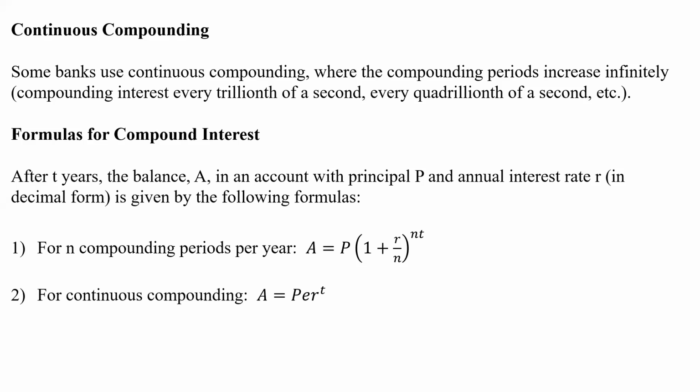If you remember before, when we had n times per year, this was the formula we used. A equals P times 1 plus R over N to the NT. But now for continuous compounding, it's just A equals P e to the RT.